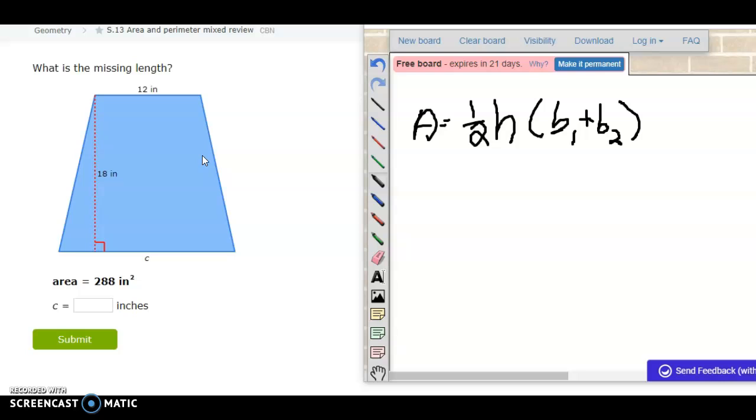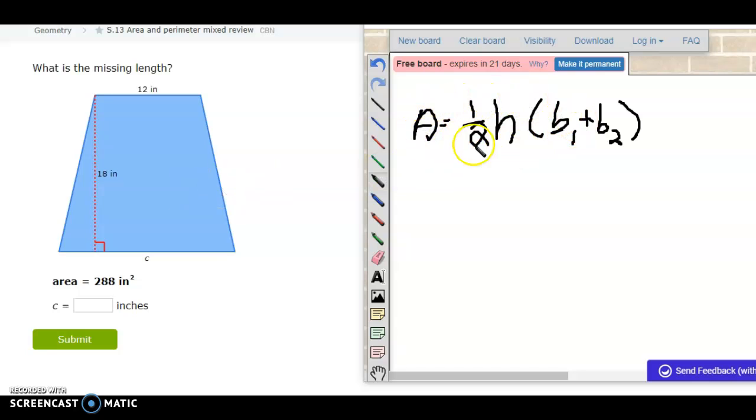Last question for this unit. You will also see problems like this. It says, find what is the missing length. So it wants me to find C here. Again, I'm going to identify the shape. Here I have a trapezoid, and it tells me the area. So I know I'm going to be working with area of a trapezoid.